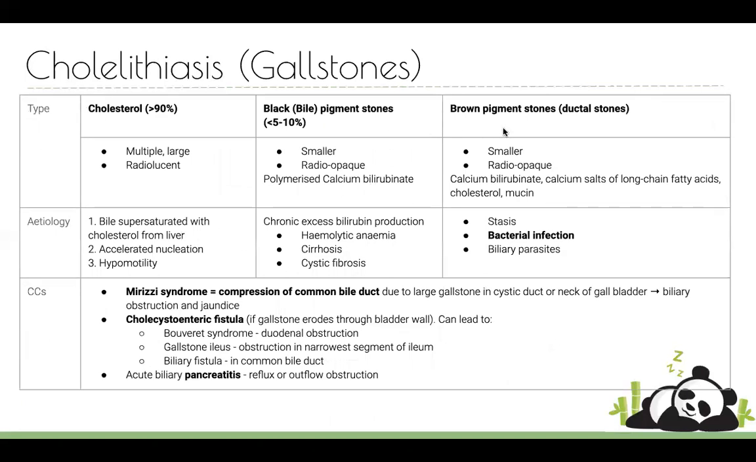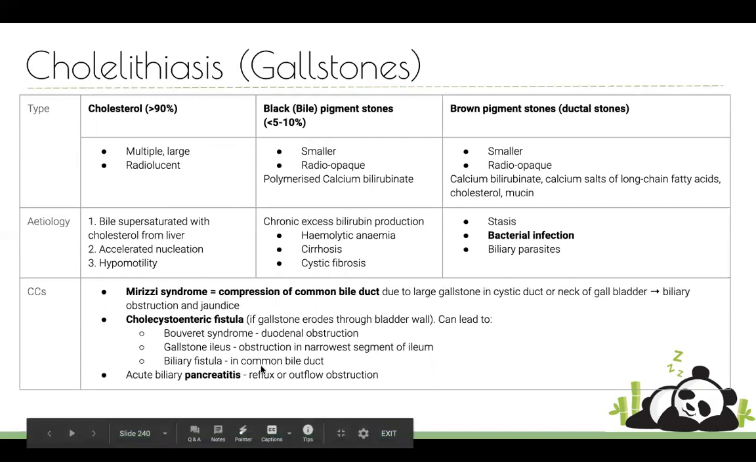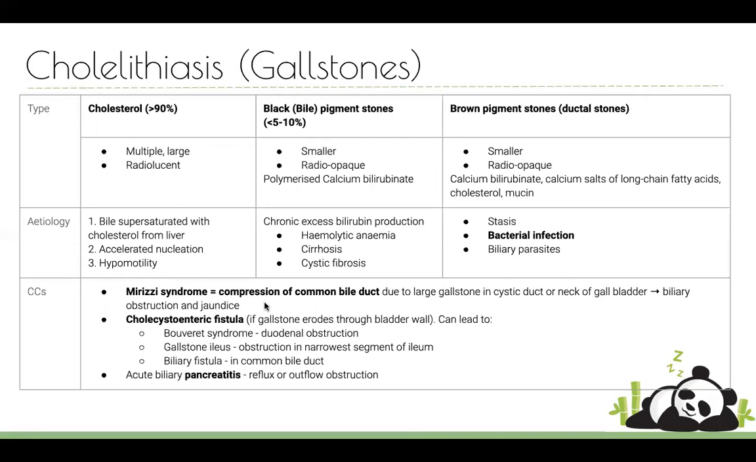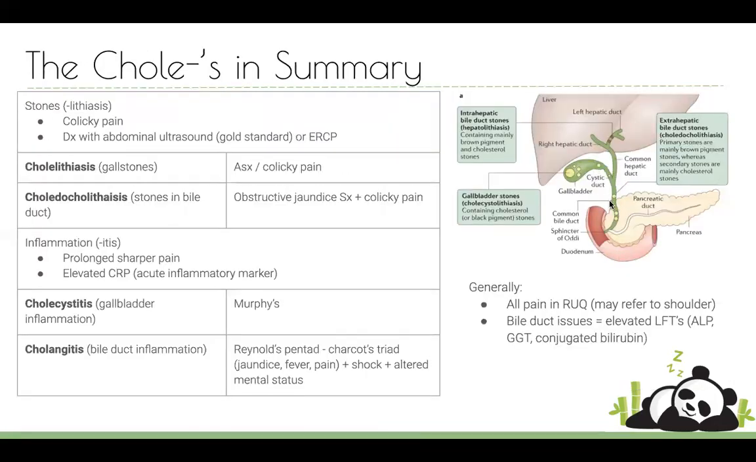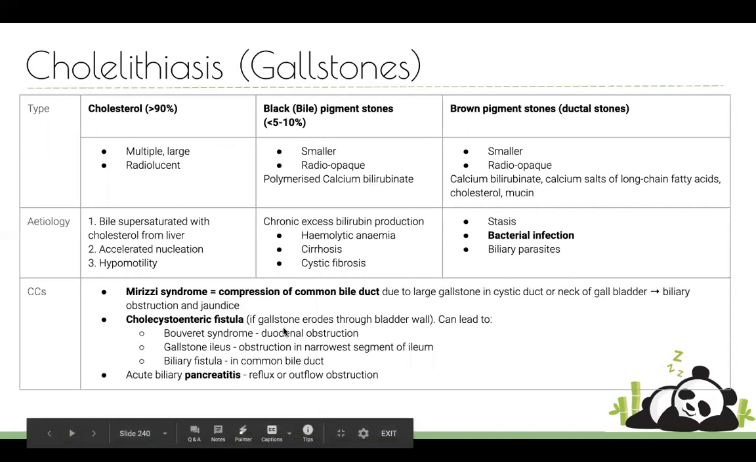There can be 3 types of stones. 90% are cholesterol stones, which are radiolucent, meaning you don't see them on imaging. And then there are other ones like bile stones and stuff like that, which isn't that important. Complications, also not hugely important. It can cause pancreatitis if it blocks the common bile duct. Mirizzi syndrome is really rare, and that's when it compresses the common bile duct, causing obstruction, even though it's in the cystic duct. So it's here, but so big it's blocking this. And then you might get fistulas.